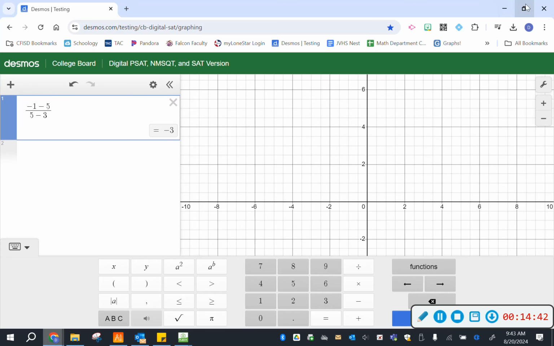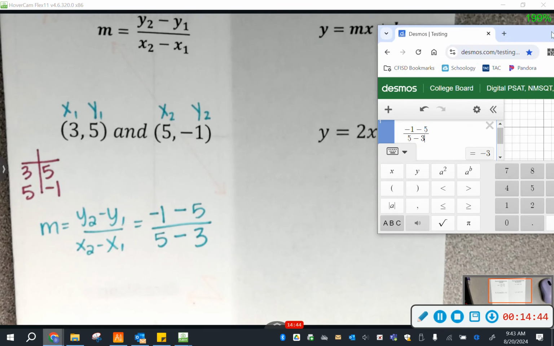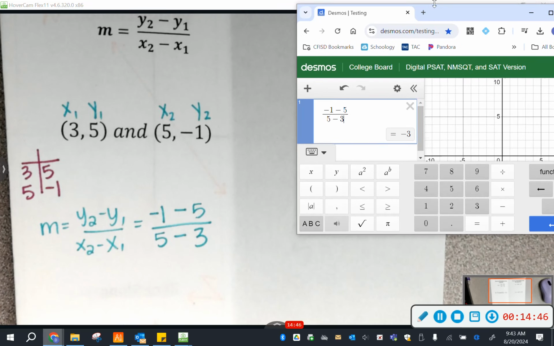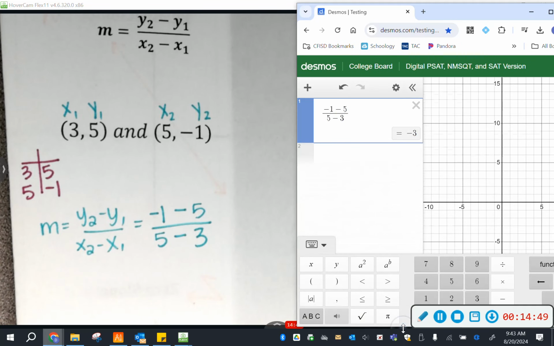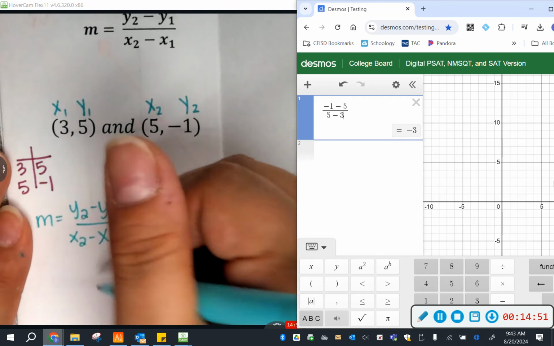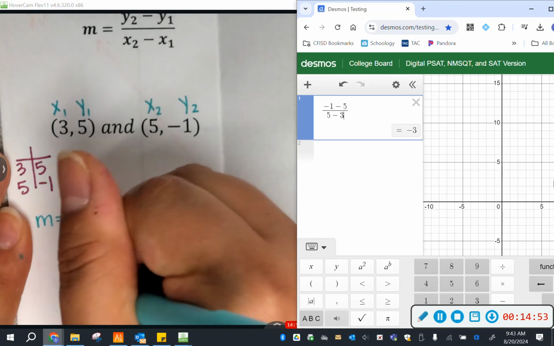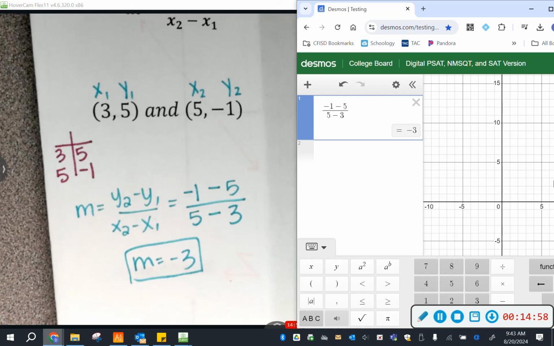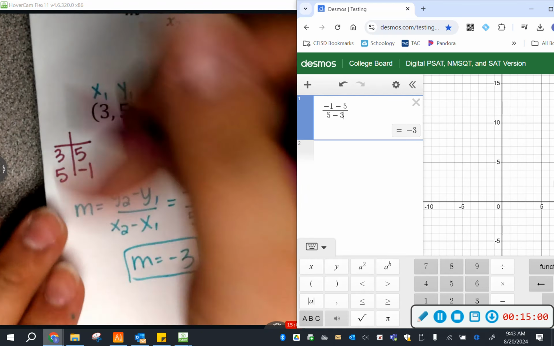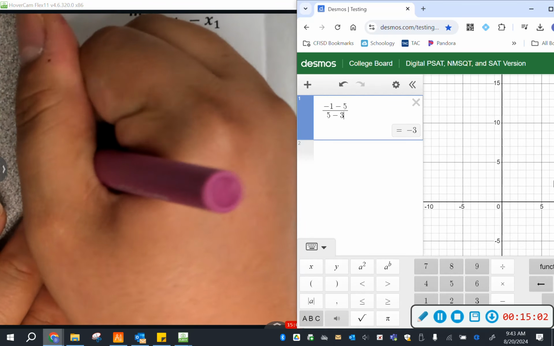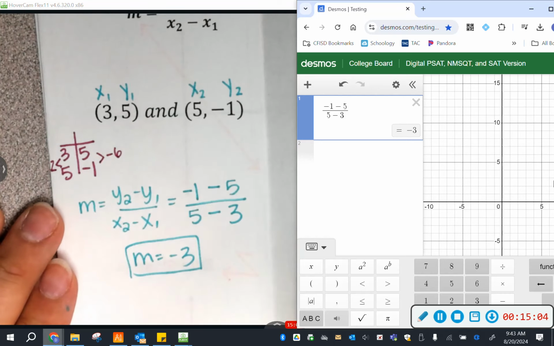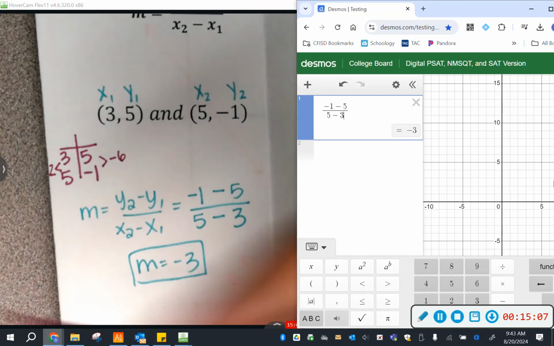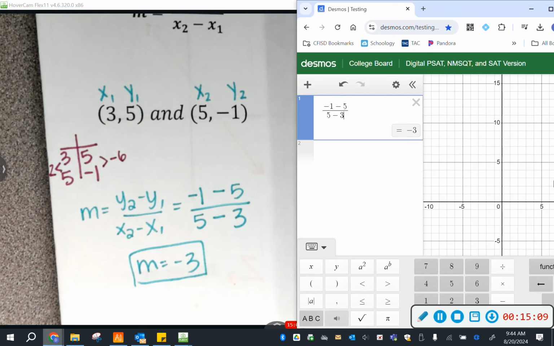What is my slope here? What is it? -3. So m equals -3. Could I have done the table right here and got the same thing? Sure, if I divided those, I'd get the same thing. So it doesn't matter which method you use. Okay, write that down. And then I want you to do the one below it. Go.